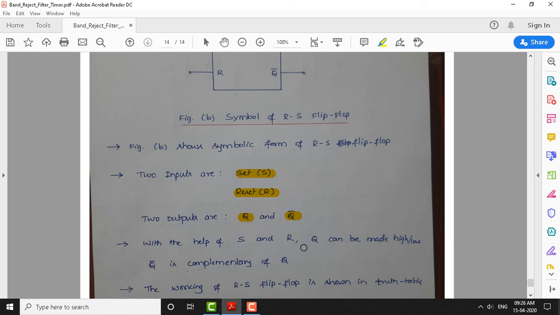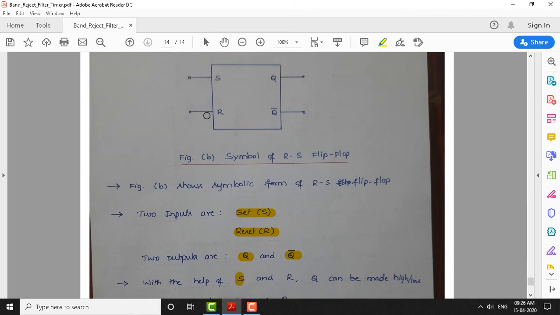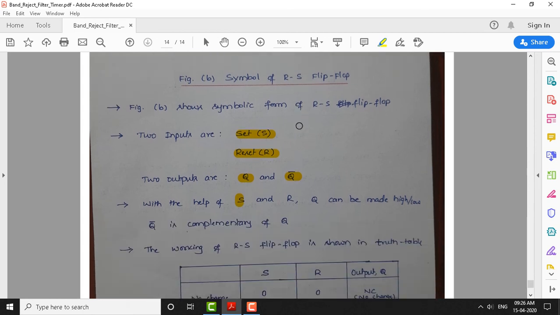So with the help of S and R, Q can be made high or low. We have seen that by applying S equal to 1 and R equal to 0, we can make Q and Q bar 1 and 0. So the output states can be changed by applying the input signals at S and R, and these states can be changed accordingly.